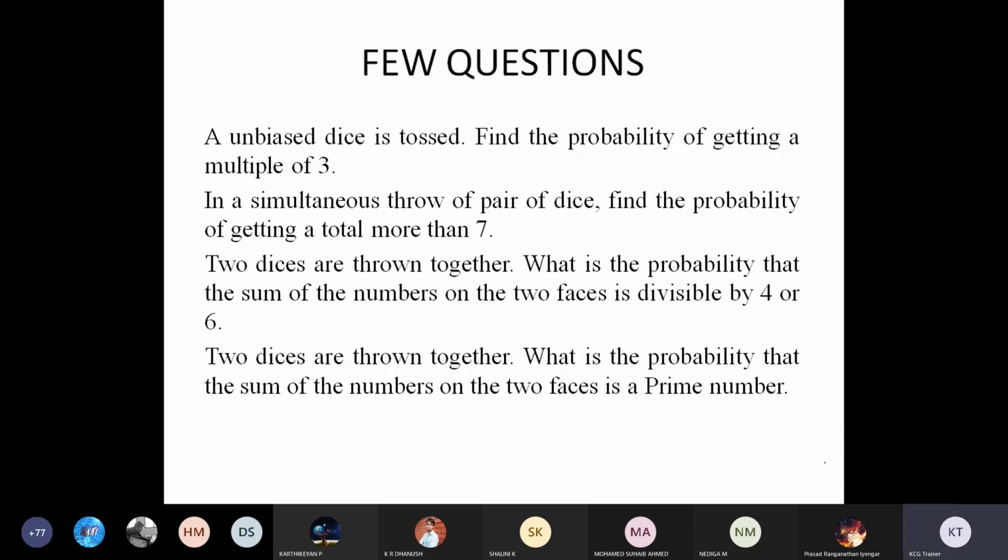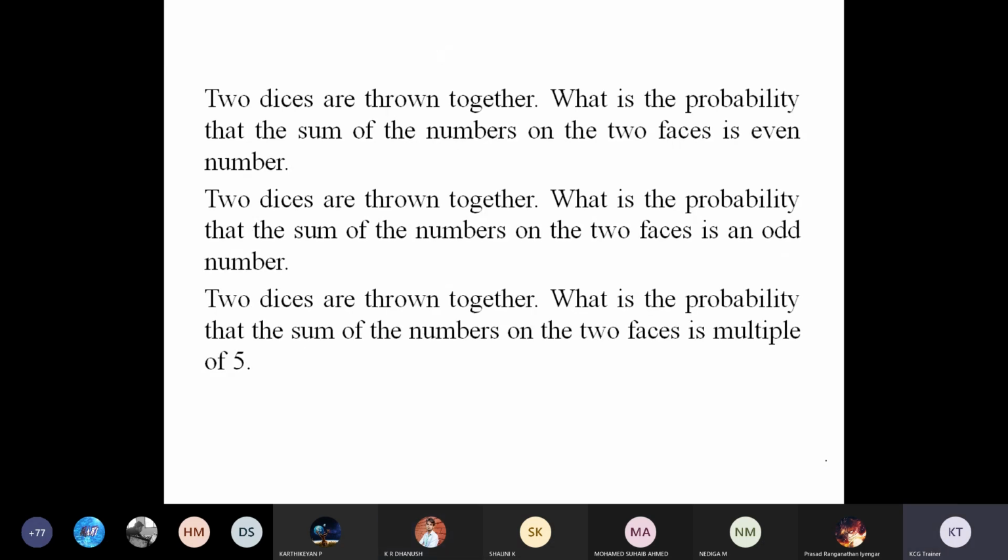7 questions will be there. Take the screenshot of the first 4. Completed. The next 3. These are all the questions of dice. I need the answers in tomorrow's session. All the 7 questions.